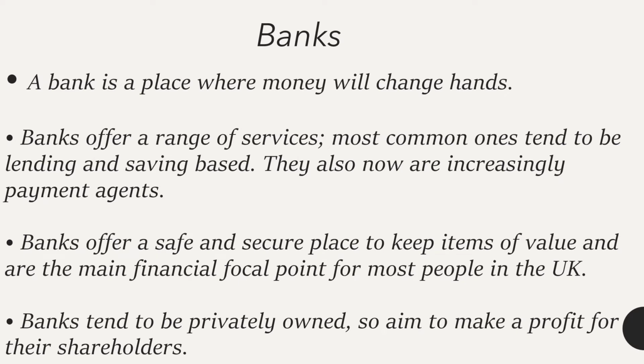So now we understand how the Bank of England works and how they are the governing body for the different financial institutions. We now look at various financial institutions in more depth. So we start off with the bank. A bank is a place where money will exchange hands. Banks offer a range of services. Most common ones tend to be lending and saving based. They are now also increasingly payment agents. Banks offer a safe and secure place to keep items of value and are the main financial focal point for most people in the UK. Banks tend to be privately owned, so their primary focus is to make profits for their shareholders.